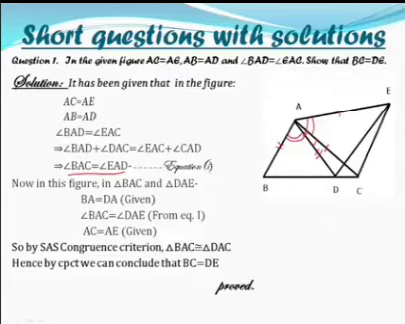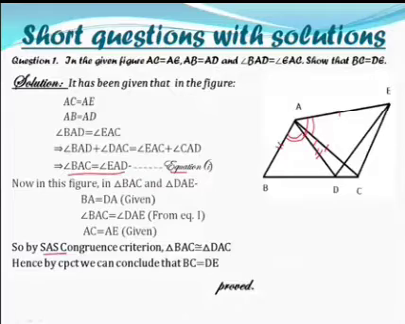Now, taking two triangles of this whole figure, triangle BAC and triangle DAE, we can write the following facts. BA is equal to DA. This has been given. And angle BAC is equal to angle DAE. This we obtained from the equation 1. AC is equal to AE. This also has been given.